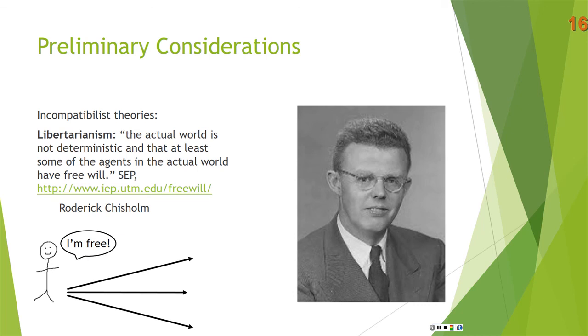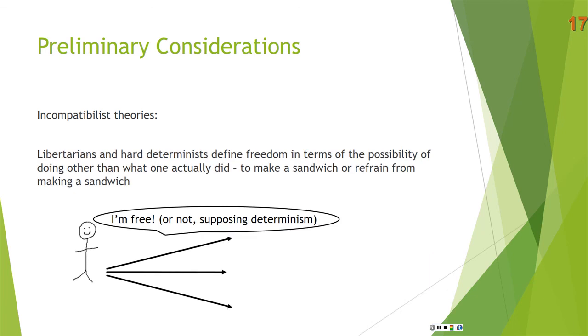Okay, in sum, the incompatibilists all agree that free will and determinism are incompatible with each other. The hard determinists deny freedom and embrace determinism. The libertarians deny determinism and embrace free will. So libertarians and hard determinists define freedom in terms of the possibility of doing other than what one actually did. So for example, to make a sandwich or to refrain from making a sandwich.